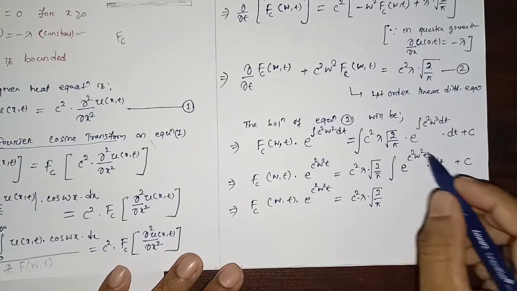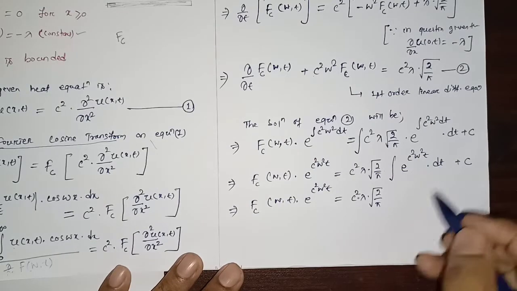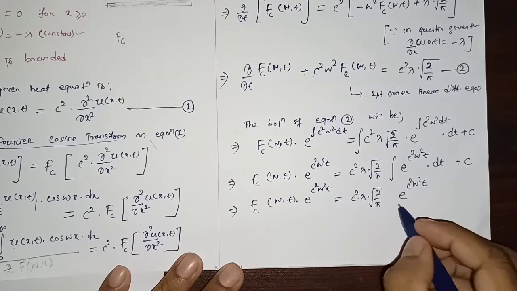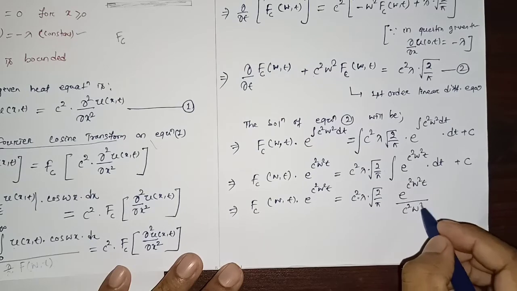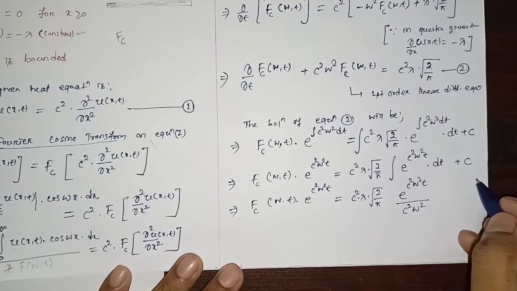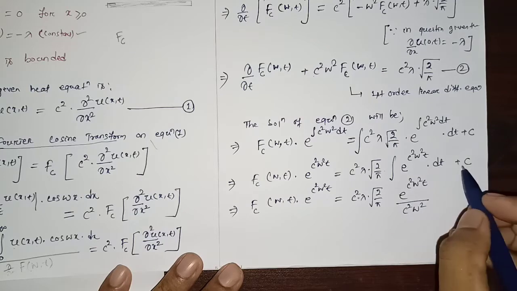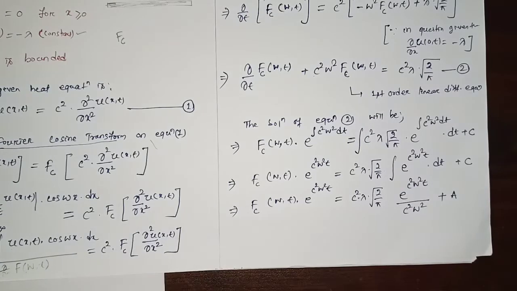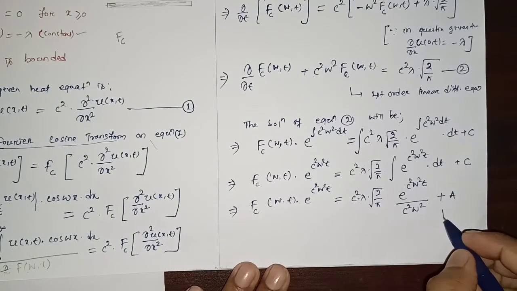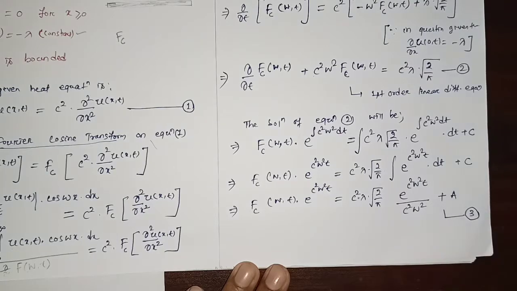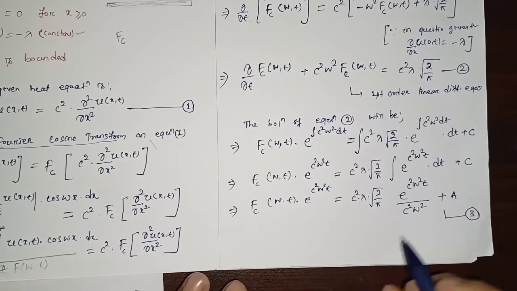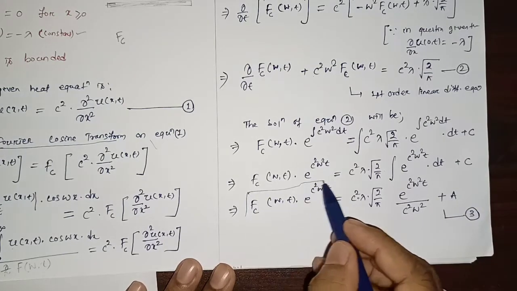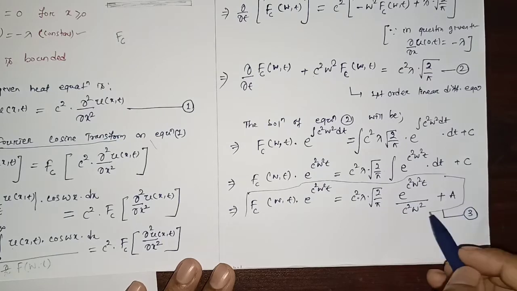So the integration of this one is nothing but e to the power at dt. That means the integration will be e to the power c²ω²t divided by the constant c²ω², plus another constant, suppose d plus c we write as a. Okay, so let this be your equation number 3. Here in your equation number 3, a is a constant. Put it in a box.